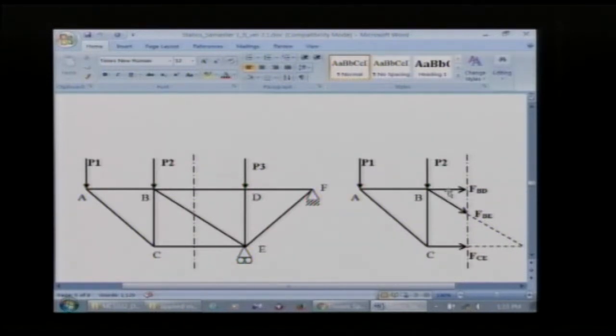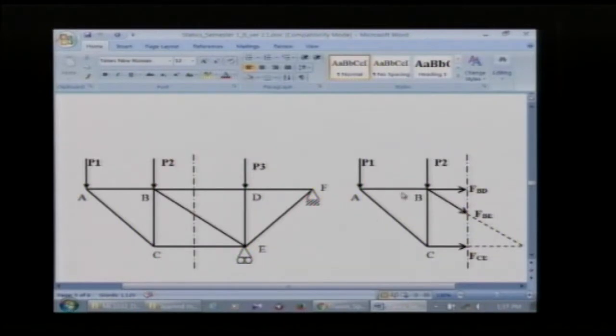Now, when you cut it, then you have to mark these internal forces, that is the axial forces, and we are marking it as tension. That means pulling on that joint, pulling on that joint, pulling on that joint, right? Now, the effect of all of these supports and things like that is automatically accommodated by this equilibrium diagram, right? Now, we are completely ignoring P3 also. We don't need it, right?